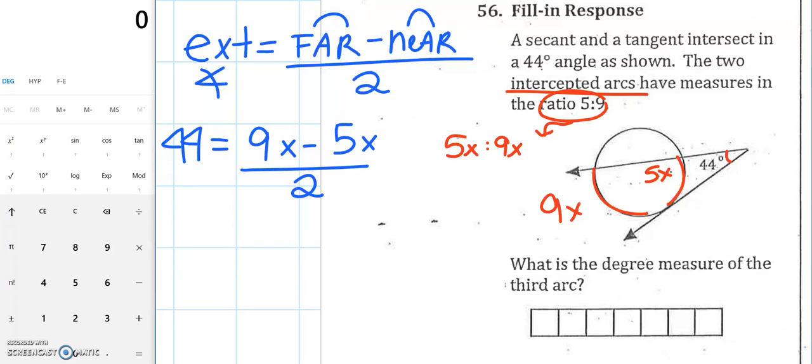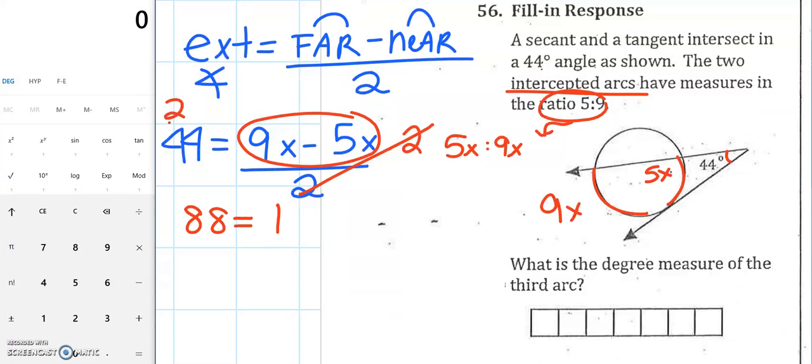Now to solve, we're going to multiply both sides by 2 to get rid of the denominator. Those cancel, so on the left side, 2 times 44 is 88. 88 equals 9x minus 5x. I'm going to simplify this. 9x minus 5x is 4x. And now I'm going to divide both sides by 4. So x is going to equal 22.